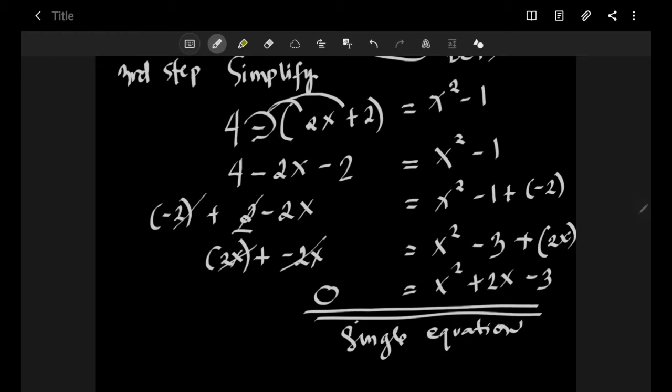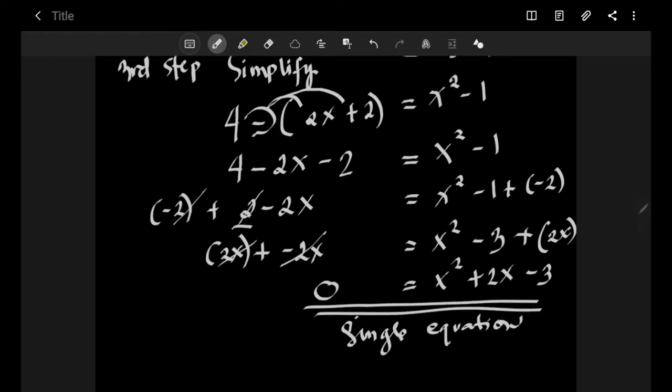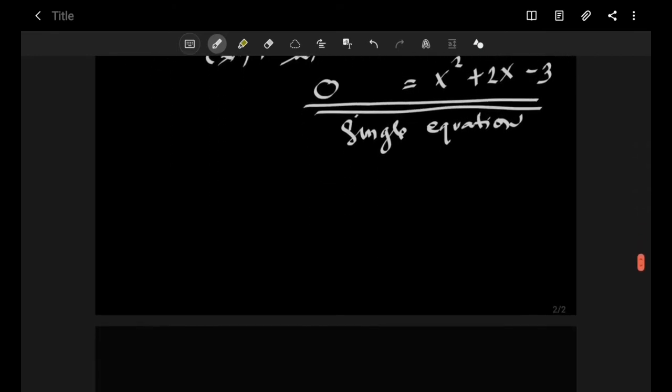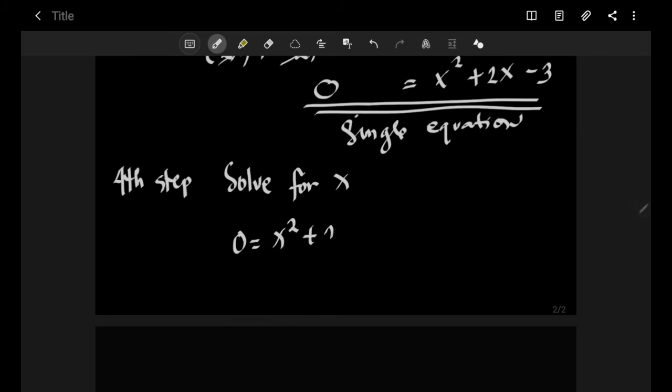Okay, now, after nating i-simplify, let us proceed with the fourth step, which is to solve for x. So, paano natin i-solve for x? Since ang single equation na lang natin is 0 is equal to x squared plus 2x minus 3. Ibig sabihin, dalawa ang value ng x natin dahil ito ay isang quadratic trinomial. So, let us look for its factor.